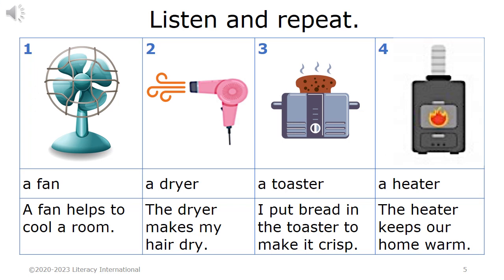Listen and repeat. 1. A fan. A fan helps to cool a room. 2. A dryer. The dryer makes my hair dry. 3. A toaster. I put bread in the toaster to make it crisp. 4. A heater. The heater keeps our home warm.